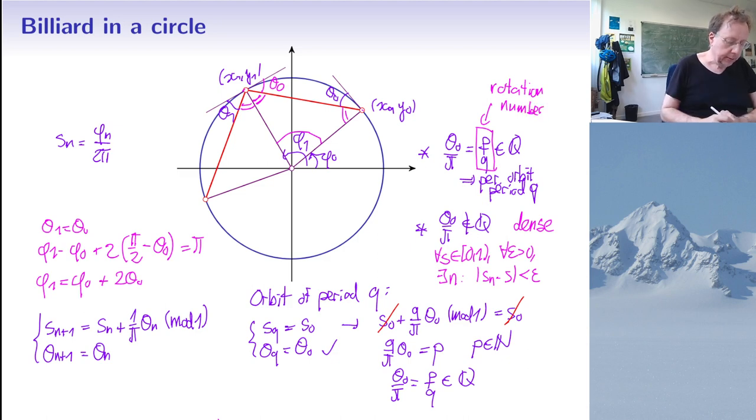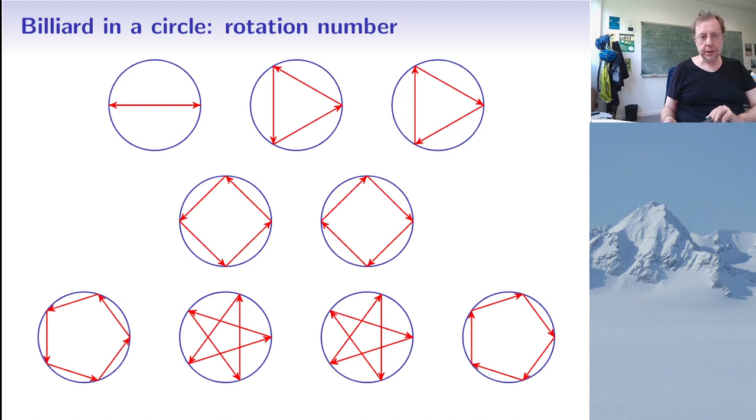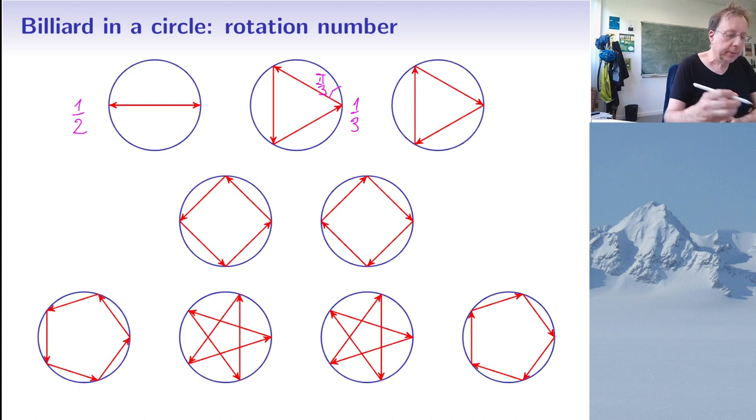So let's look at some examples. I've plotted a few periodic trajectories in the circle here, and let's look at their rotation number. So in the first example here, I have an orbit of period 2, just bounces back and forth, and it does half a turn between bounces. So here the rotation number will be 1/2. In the second case, the period is 3, and one way of saying it is that this angle here is pi over 3. Or another way to say it is that s will increase by 1/3 turn after each iteration. So here my rotation number will be 1/3.